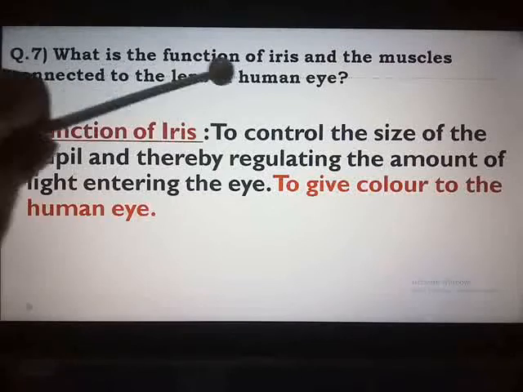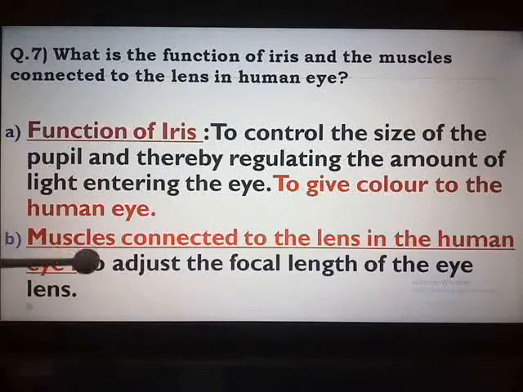And what is the function of the muscles? Very simple, to adjust the focal length of the eye lens is the function of the muscles which are connected to the eye lens. Apart from this, they can ask you about the retina, the pupil, the cornea. So be prepared with a paragraph of information on the human eye. With this we complete the discussion of the textual exercise. Now we proceed towards additional questions.